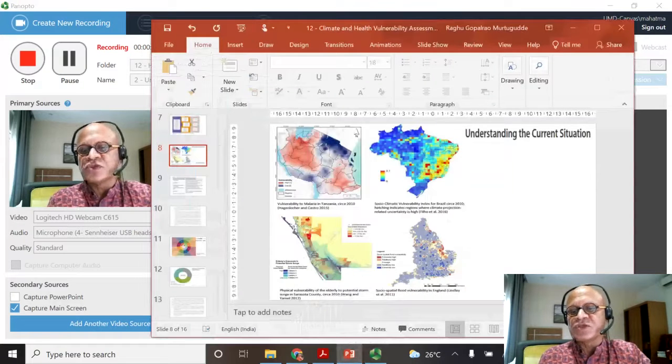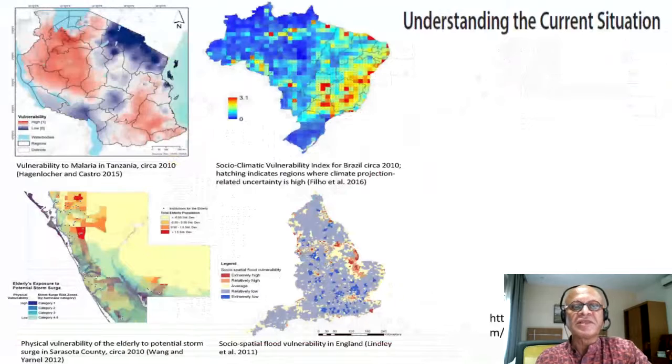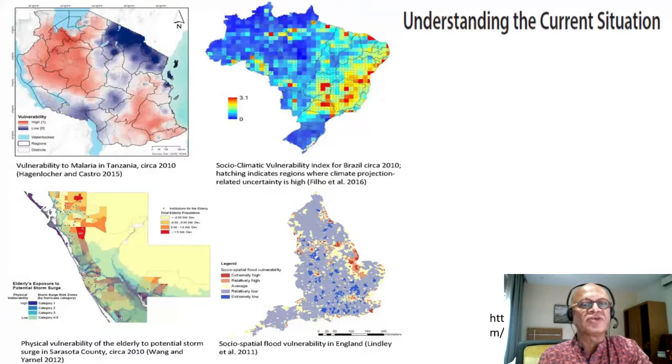So let's continue this idea of assessing vulnerability related to climate impacts on health. Understanding the current situation means being at scale in space and time. This is just an example of a review article which looked at how various vulnerabilities are computed. Here is vulnerability to malaria in Tanzania circa 2010. You can see the scale at which high and low vulnerabilities, regions and districts and water bodies are mapped.